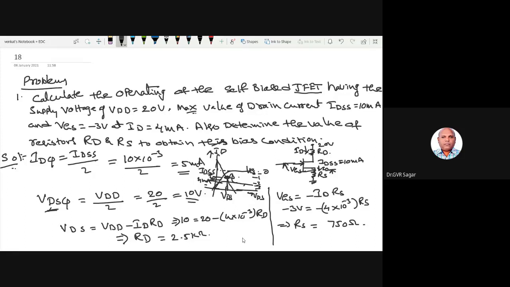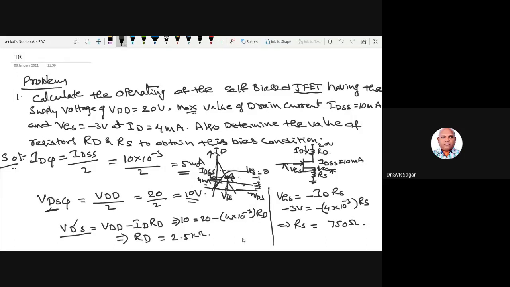I am writing this equation here because this is self-biased. So what is the RD value and RS value I have to find out. For this one, I am writing the equation on the output KVL. VDS is equal to VDD minus ID into RD. So based on that, I get RD.